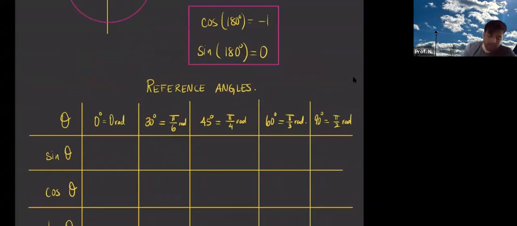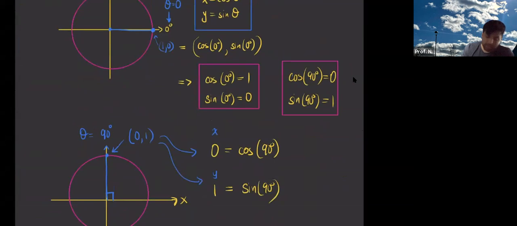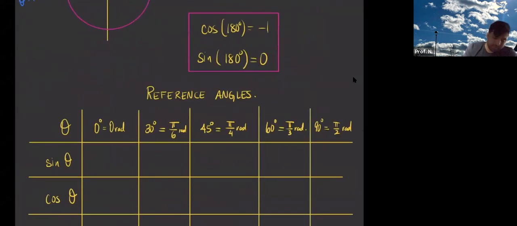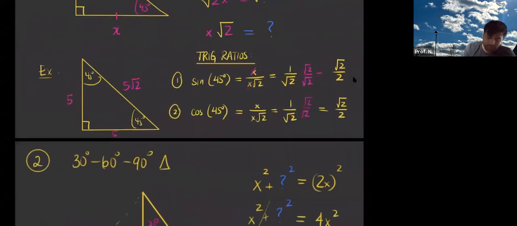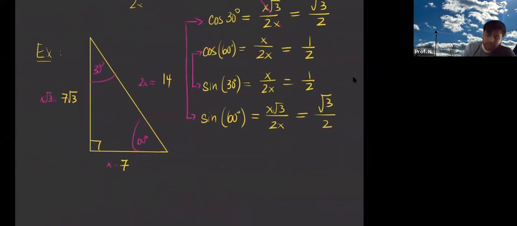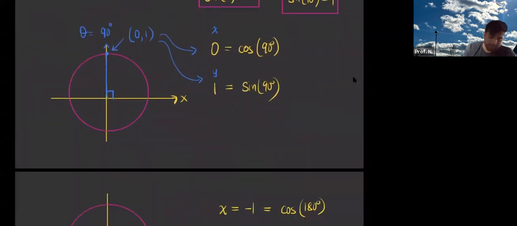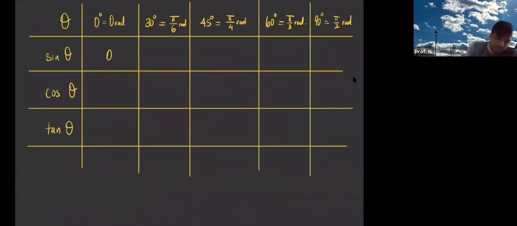Sine of 0 degrees, didn't I find that already? Sine of 0 is 0. Sine of 30 degrees, or pi over 6, we found that with the right triangle here. Sine of 30 degrees is a half. Sine of 45 degrees we found to be rad 2 over 2. Sine of 60 degrees is rad 3 over 2. And finally, sine of 90 degrees is 1.